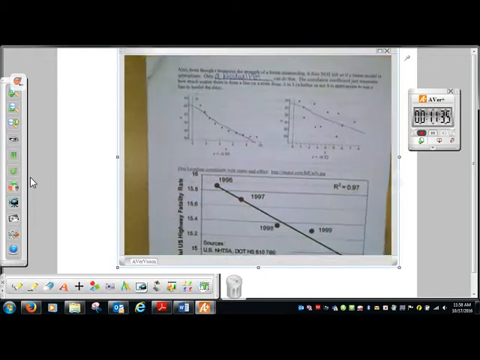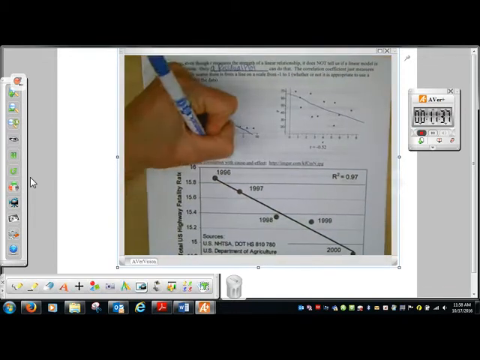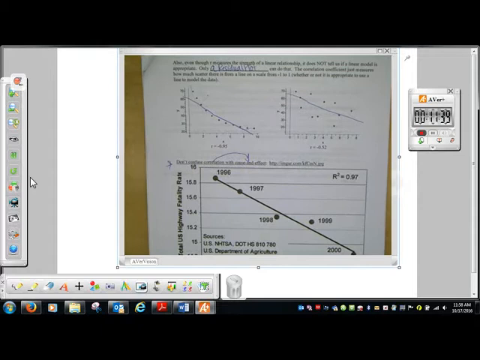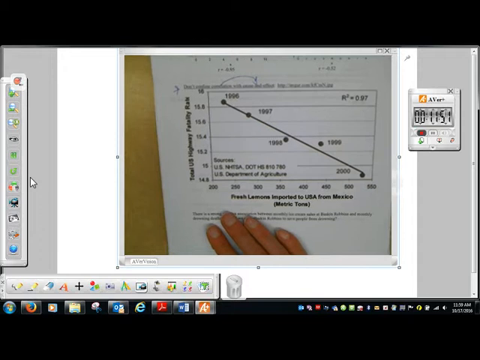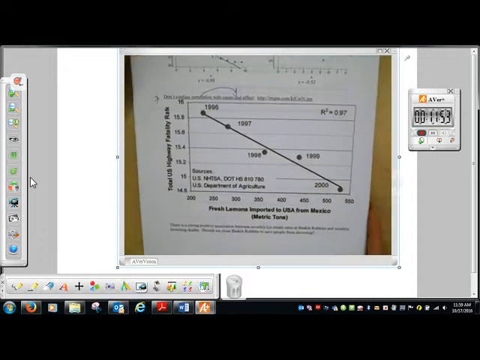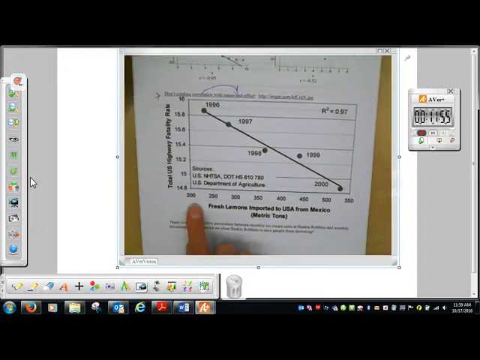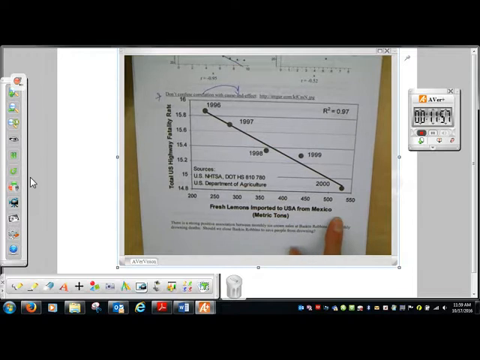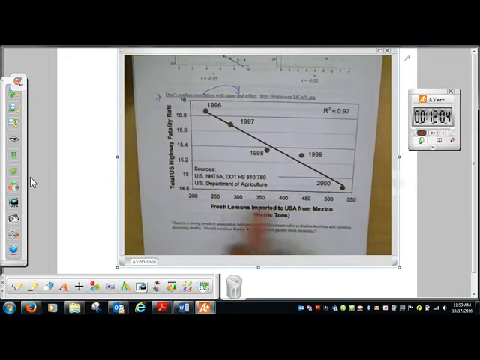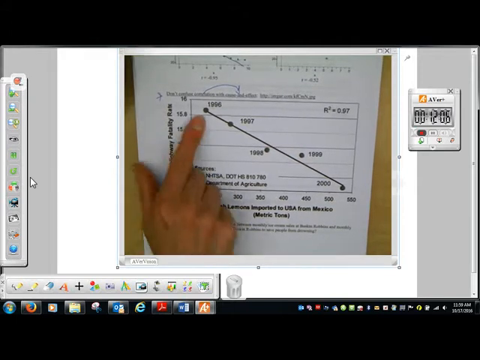All right, so please don't confuse correlation with cause and effect. I've heard this on TV a lot of times, listening Sunday to football. They talk about correlation not being causation. So you have to think about the relationship. Here they're showing a graph, which I just think is a pretty funny graph. It talks about fresh lemons imported into the USA from Mexico. And as the amount of lemons imported increases, the U.S. highway fatality rate appears to be decreasing.